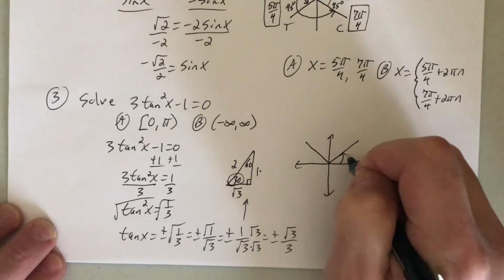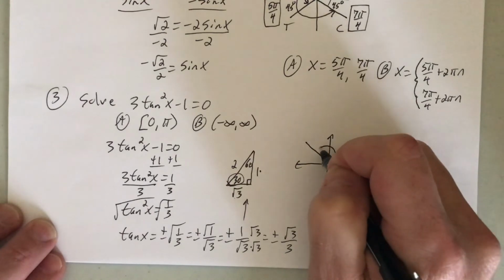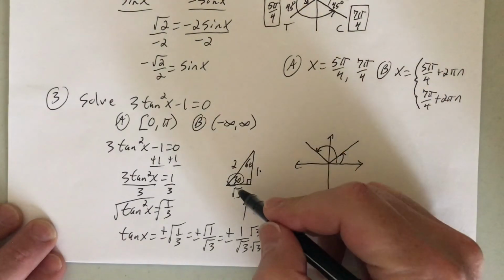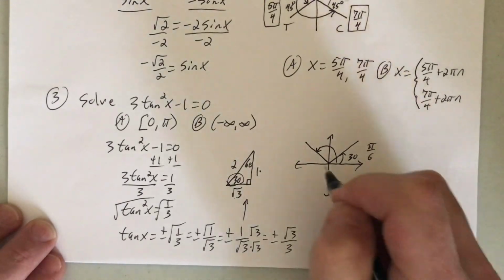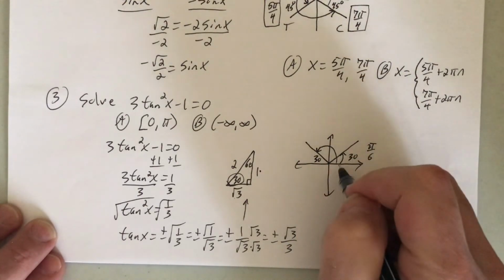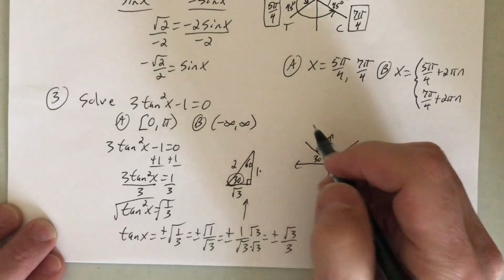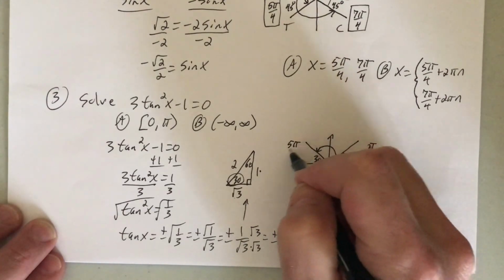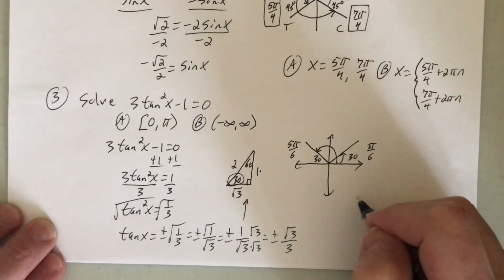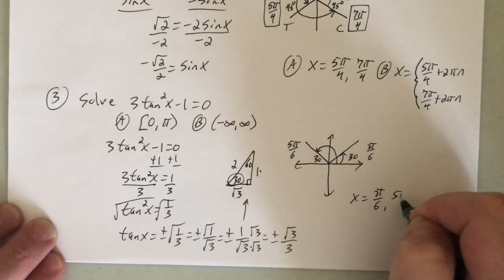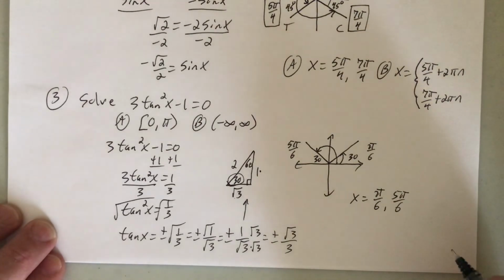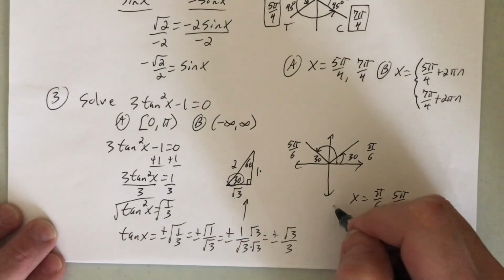So this is our quadrant 1. This angle is going to be our quadrant 2. We already know that this is 30 degrees, which is pi over 6. This is your reference angle, which is 30 here, which makes from here to here 5 pi over 6. So x is equal to pi over 6 and 5 pi over 6. That is for part A.